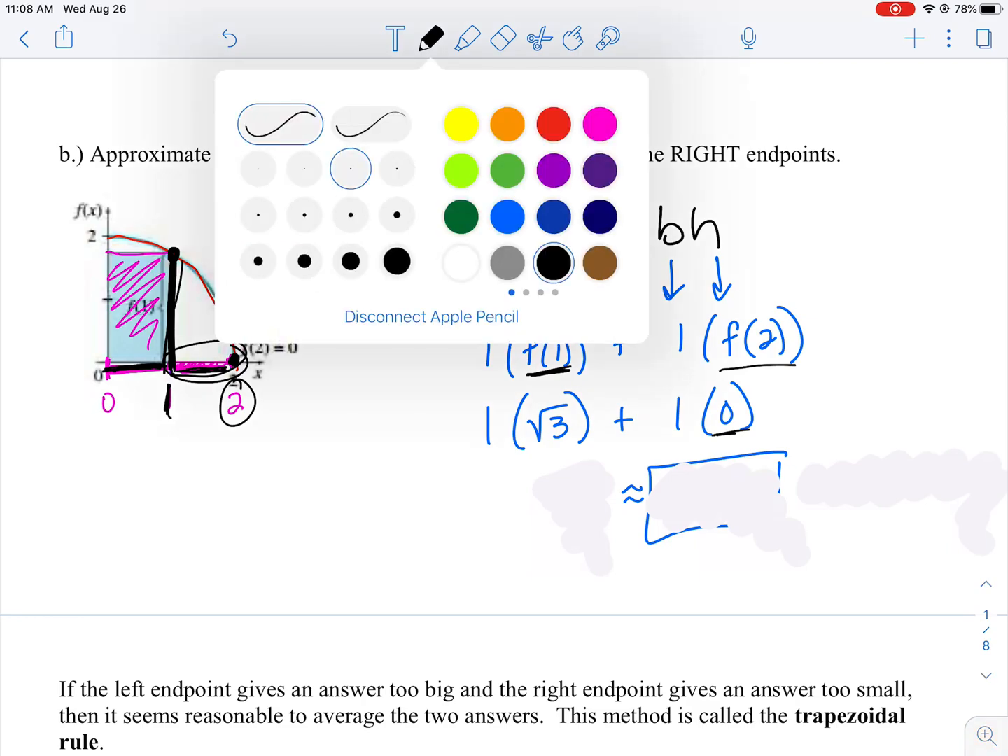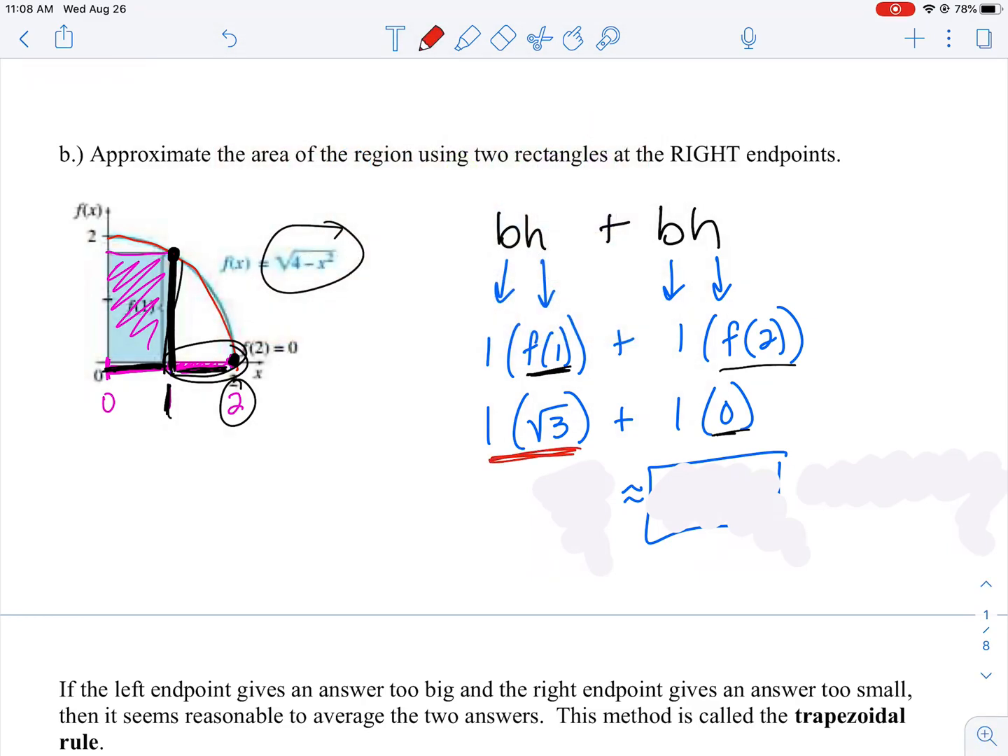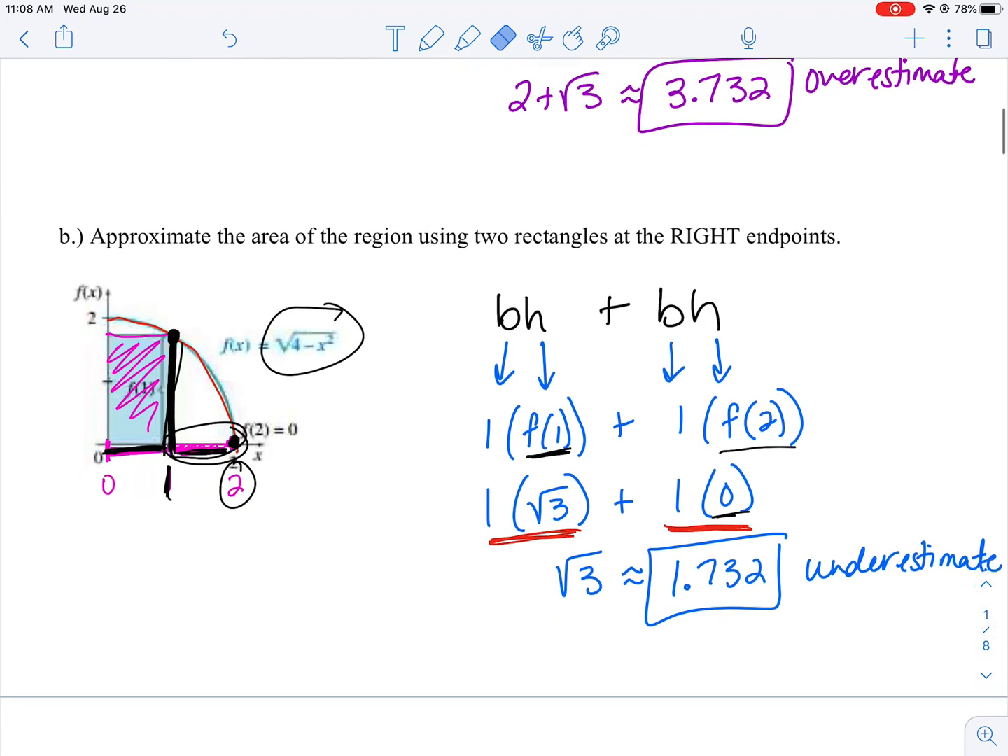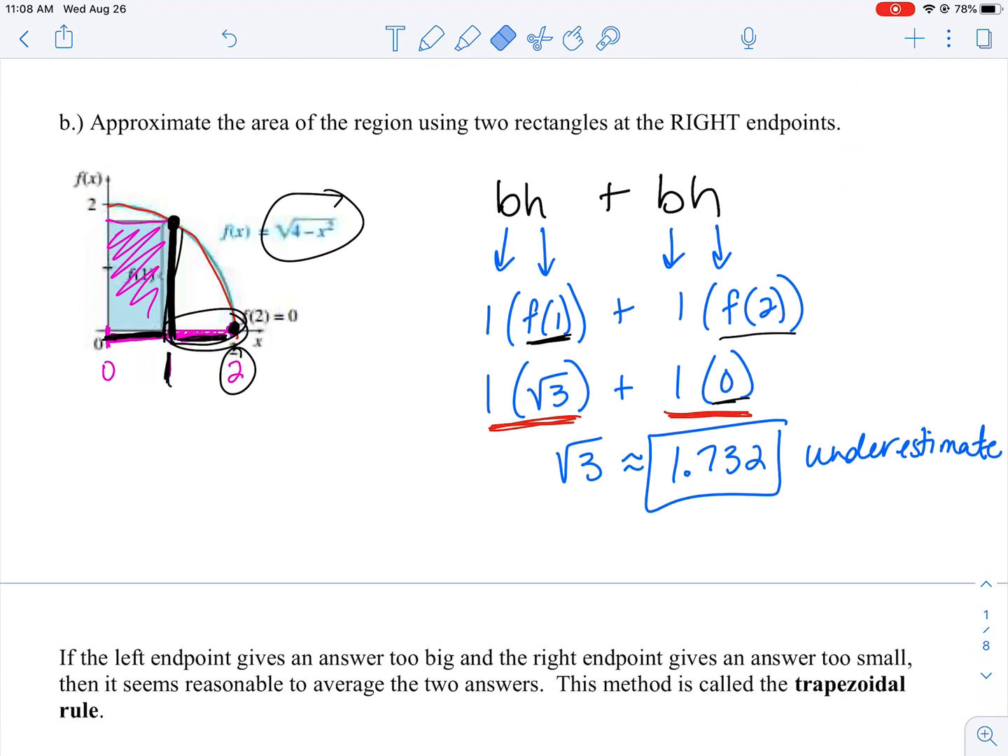So now I have the base times height of the first rectangle and the base times height of my second rectangle. If I add those two areas together, I end up getting the square root of 3, or in my calculator 1.732. But remember, those rectangles were really low. There was a lot of space left over, so I know that this answer is actually too low. It's an underestimate. So 3.7 was too high, but 1.7 is too low.